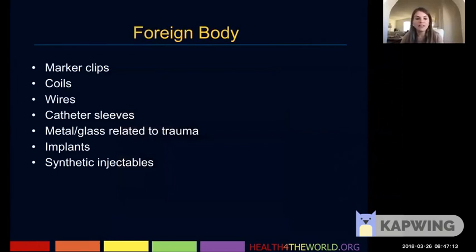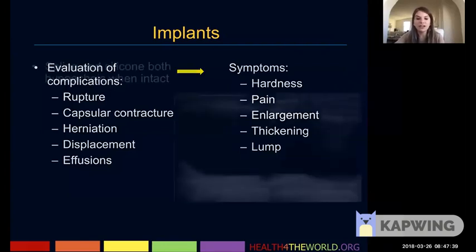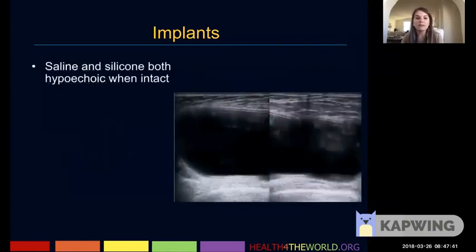All right, moving on, there's a section on foreign bodies with different things listed here. We're going to take a minute to talk about implants. So MRI is truly going to be the gold standard for evaluating implants. However, ultrasound is a much more readily available exam, particularly around the world, and you can look for complications of implants by using ultrasound. So let's take a look at what implants look like on ultrasound.